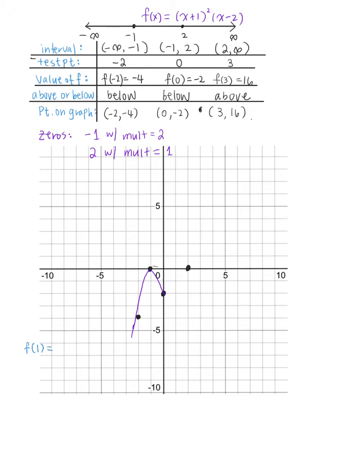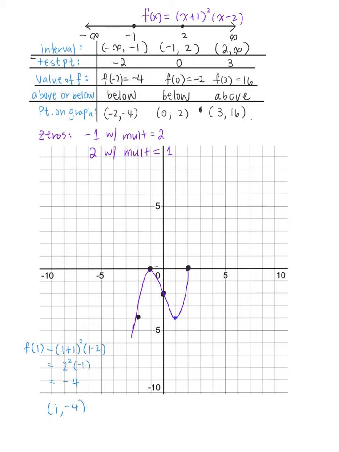So f of 1 is going to be 1 plus 1 squared, and then you're going to have 1 minus 2. So this is going to be 2 squared multiplied by -1, so you're going to have -4. So at 1, -4, your graph is going to go through that. So this point right here is 1, -4. So actually your graph is going to go downward a little bit. So here, let me just go like this. And then it's going to go up from here to 2. I think that makes sense, right? Our graph is still below the x-axis.